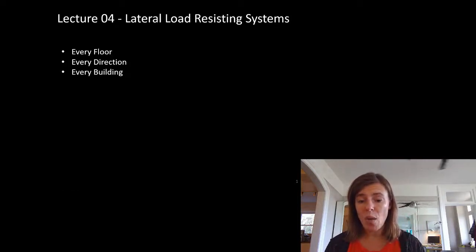2 people got that question wrong on last week's assignment. I literally said in the question, by the way, the answer is every floor, every direction, every building in the question. It was right there. It wasn't a trick question. I gave you the answer in the question. That is when we need a lateral load resisting system. We also need it in high seismic zones, but that's because it is a building that has a floor and a direction and is a building. So we've already met that criteria by saying it is any of those things.